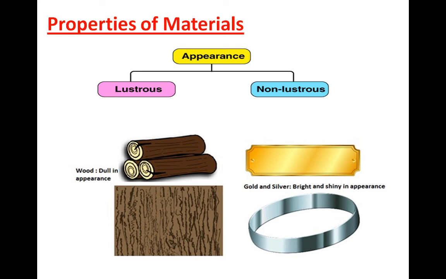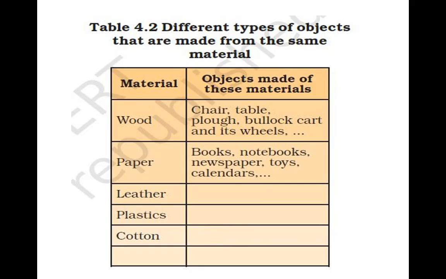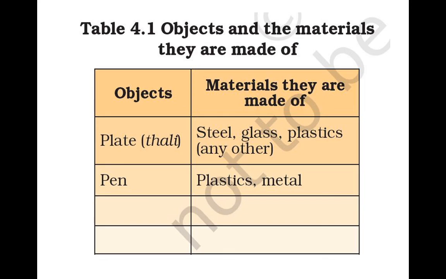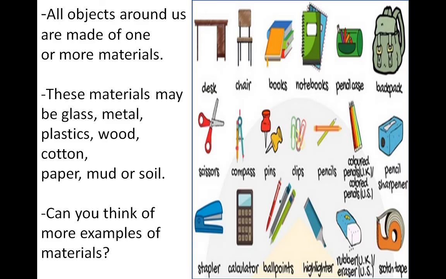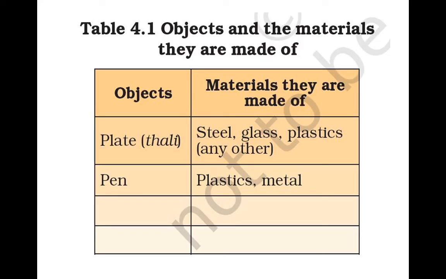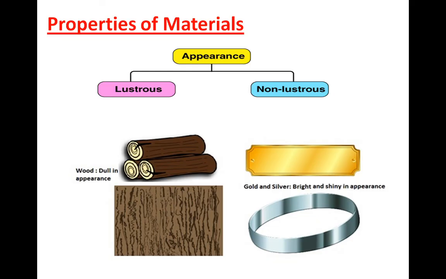Understood the first property? Yes. Understood the difference between the materials and the objects? Okay. I hope that you have learned all these things I have taught in this session. So your homework is that you have to write five things according to appearance. Means you have to write five examples of lustrous things and non-lustrous things. Understood? Yes. So, still stay home, stay safe.